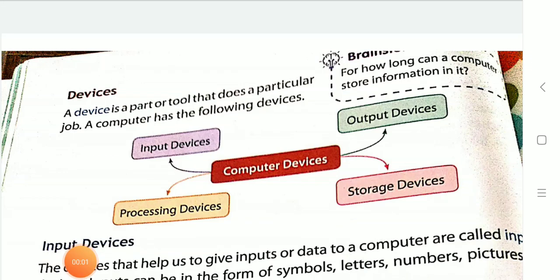Friends, today we learn computer devices and history of computer. Okay, first of all, I discuss with you devices. A device is a part or tool that does a particular job. A computer has the following devices. It means a computer has different devices, for example, input device, output device, processing device, and storage device.